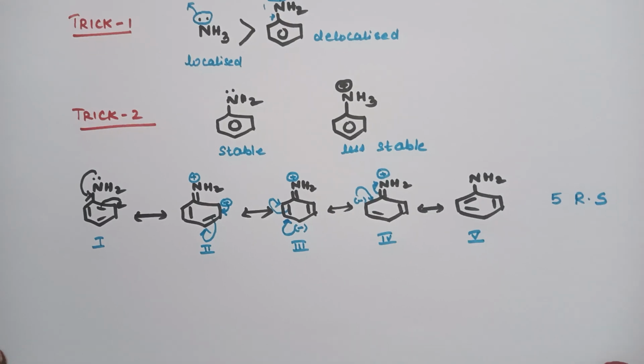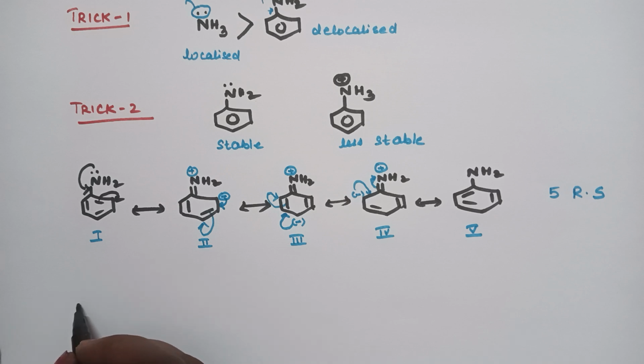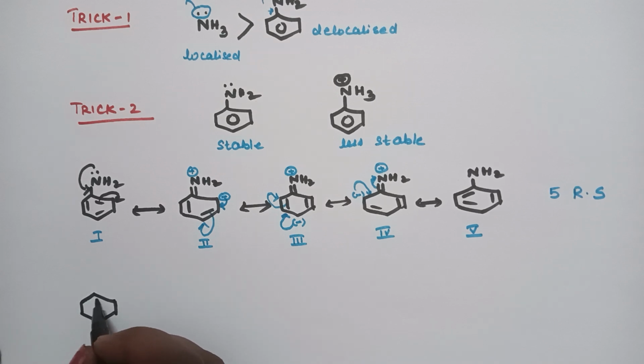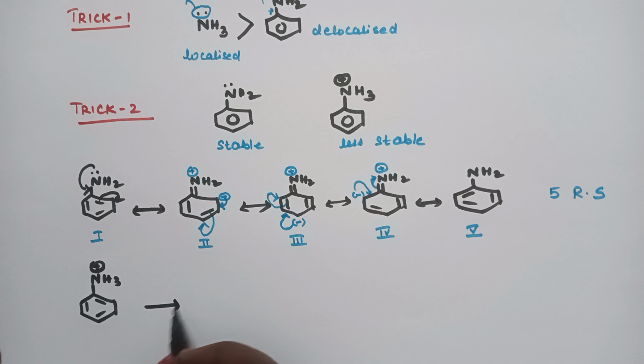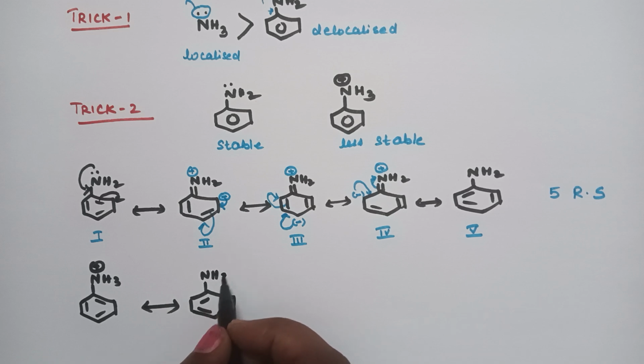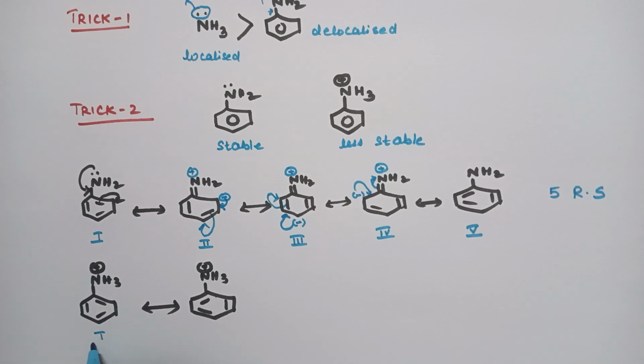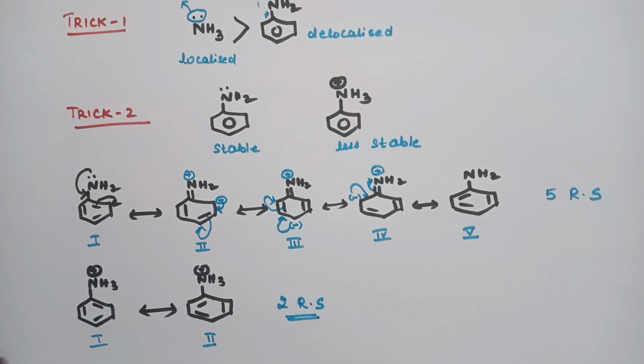We'll write for the anilium ion, NH3 plus. Here the resonance structure can be written like this: instead of the double bond here, let us write the double bond here, then here and then here. See, the position of the double bond is different here. Double single, single double, the positions of the double bonds are changing. So this is one and this is the second resonating structure. So totally two resonance structures are there in the anilium ion.